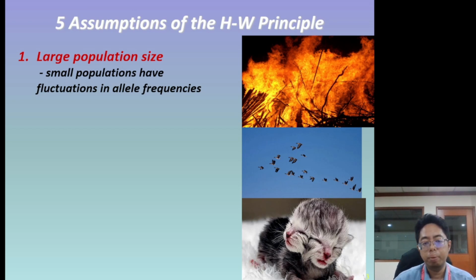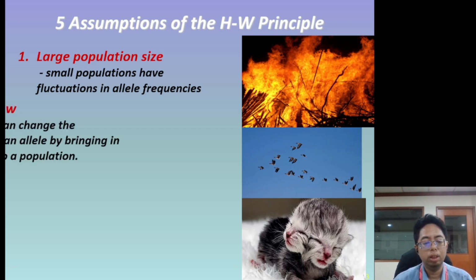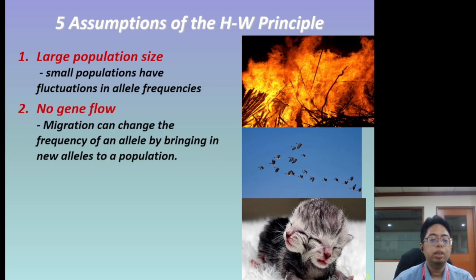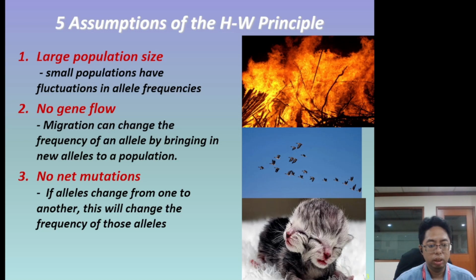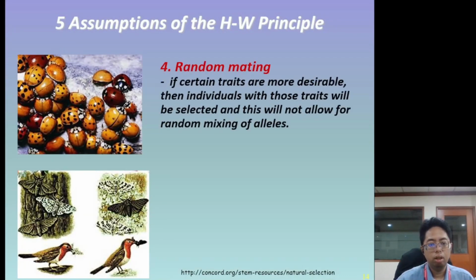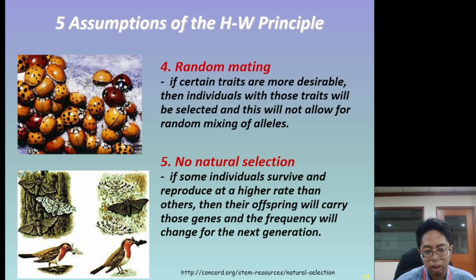Five assumptions of the Hardy-Weinberg principle. Number 1. Large population size. Small populations have fluctuation in allele frequencies. Number 2. No gene flow. Migration can change the frequency of an allele by bringing in new alleles to the population. Number 3. No net mutations. If alleles change from one to another, this will change the frequencies of those alleles. Number 4. Random mating. If certain traits are more desirable, the individuals with those traits will be selected, and this will not allow for random mixing of alleles. Number 5. No natural selection. If certain individuals survive and reproduce at a higher rate than others, then the offspring will carry those genes and the frequency will change for the next generation.